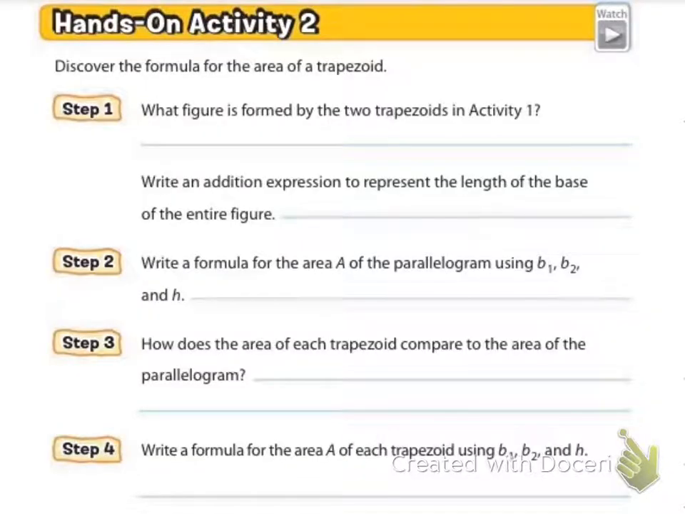So let's look at activity number 2. It says discover the formula for the area of a trapezoid. Step 1. What figure is formed by the 2 trapezoids in activity 1? Well, that was our parallelogram. All right, so parallelogram.